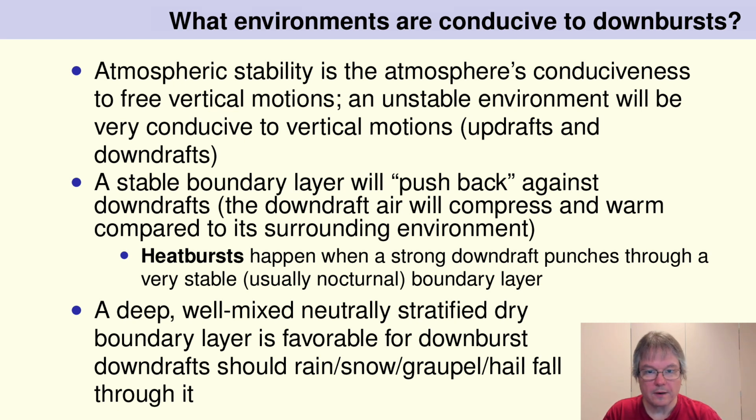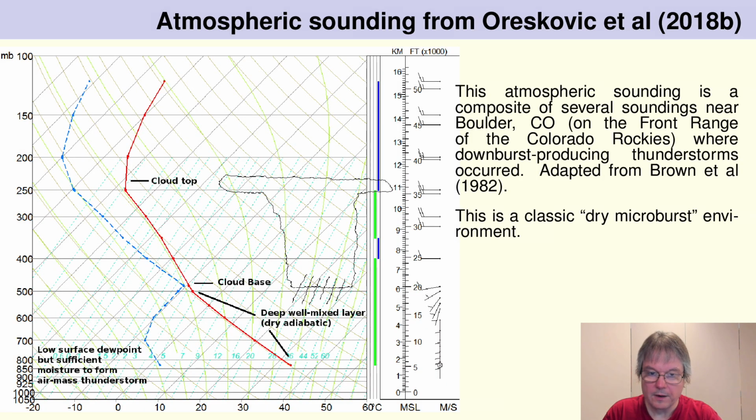But what we really want for downbursts is a deep, well-mixed, dry adiabatic layer near the ground. That is a classic setup for at least a dry downburst. And here is what's called a Skew-T thermodynamic diagram. It is a diagram that shows the relationship between things like potential temperature, pressure, and mixing ratio.